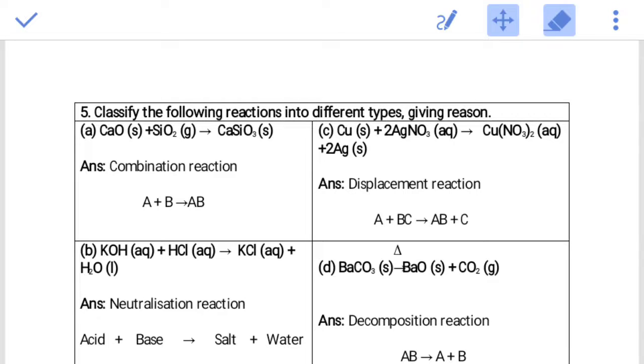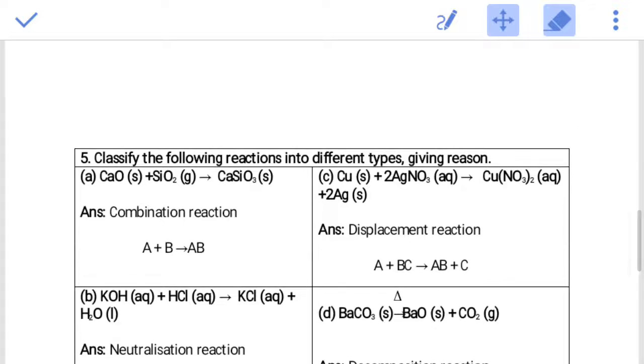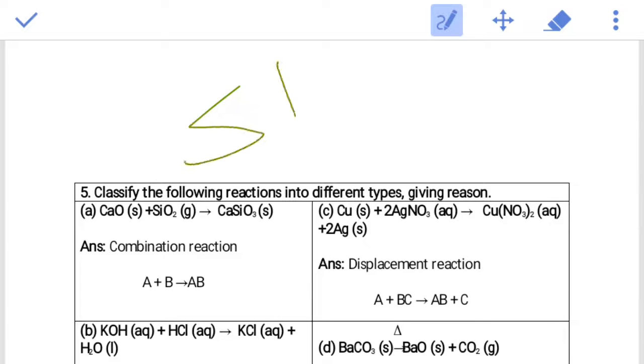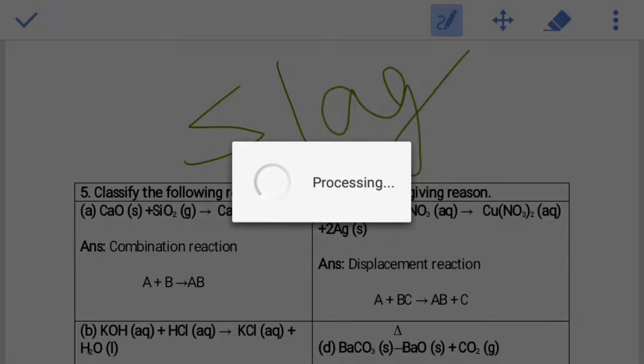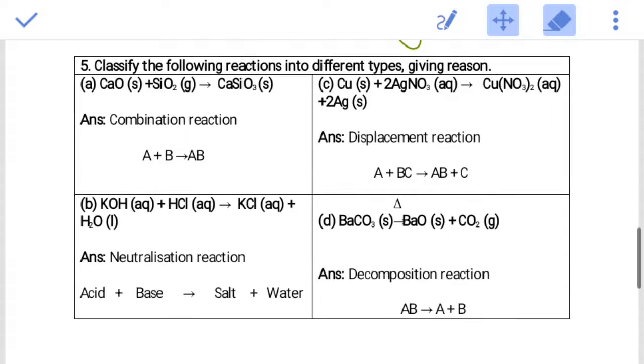So let's start with part A: calcium oxide in the solid form and silicon dioxide in a gaseous form. Whenever they react, we get calcium silicate. Calcium silicate is also known as slag. This is a slag. It is also called slag.